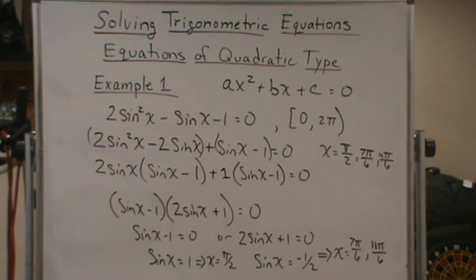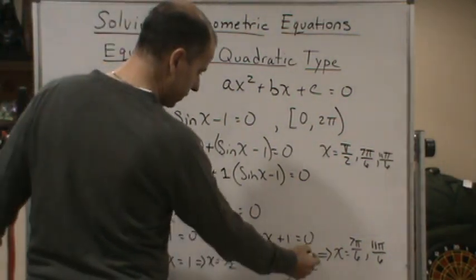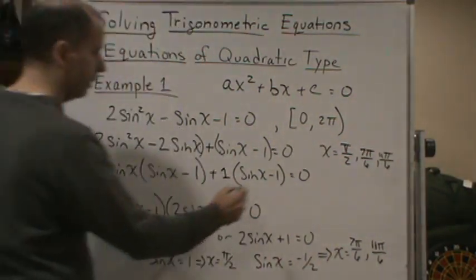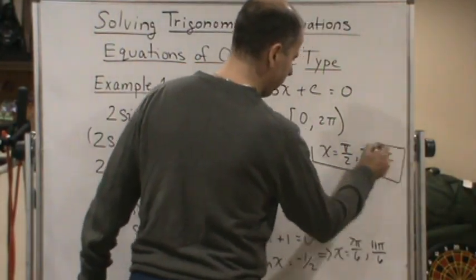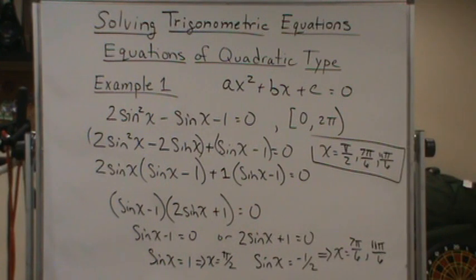Okay, and again, you can find these on the graph, because these correspond to the x-intercepts. So you can verify that using your graphing calculator. Graph it, and then find all the intercepts, and you'll see that those are correct.